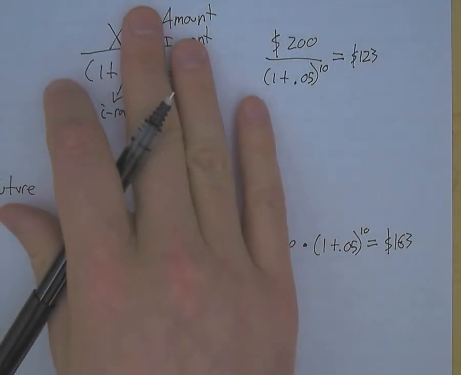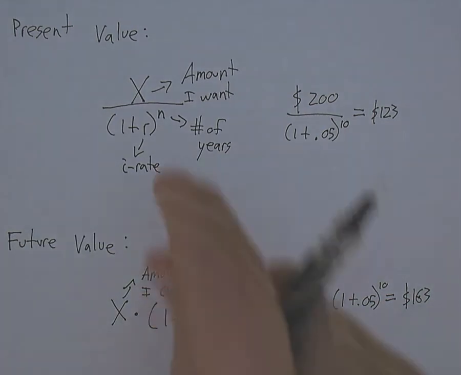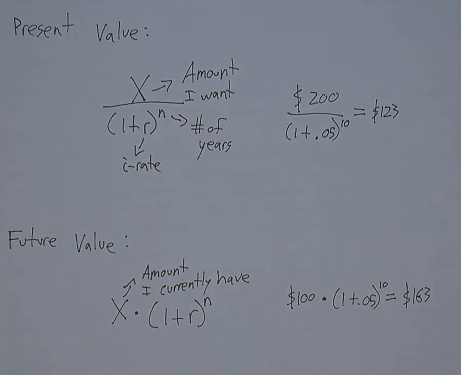Okay, so that's present value, that's future value. Present value, I want a certain amount in the future. How much do I need today to get the future amount? Future value is I have this much money right now. How much will it be worth in the future? And I have my little equations with x and r and n being the important variables to figure this out.